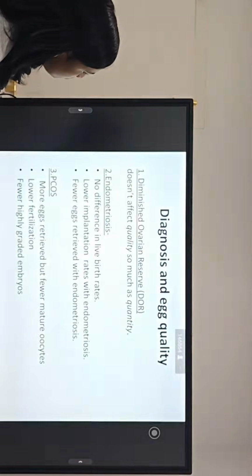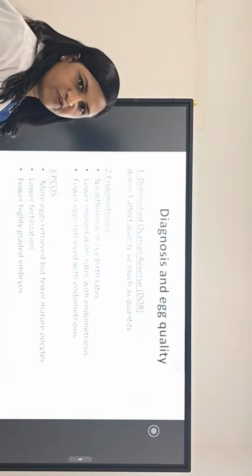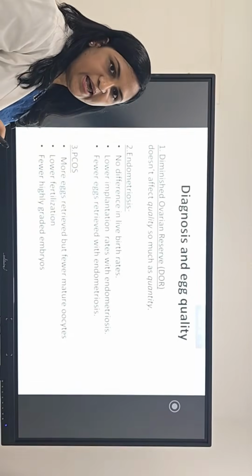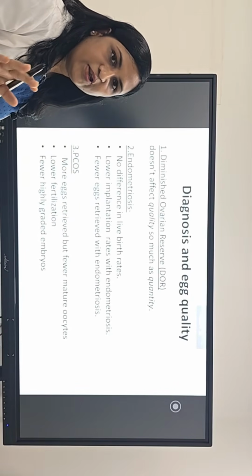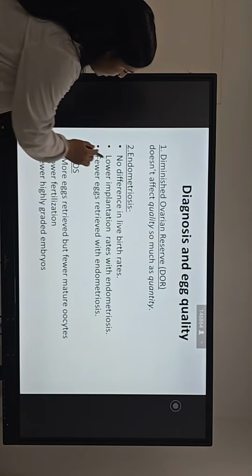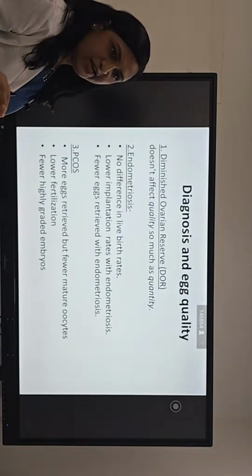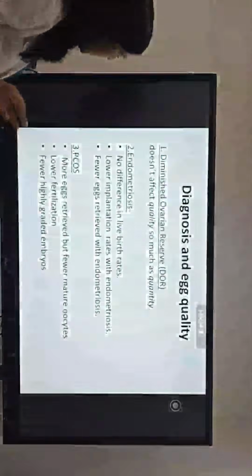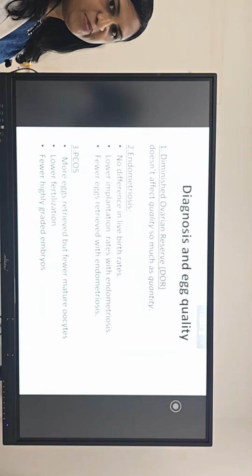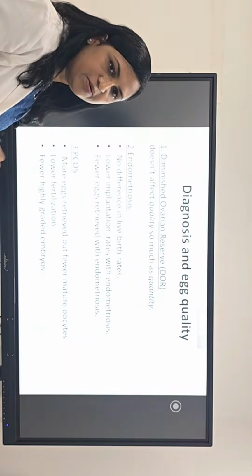Now, relation between egg quality and diminished ovarian reserve. If the ovarian reserve is less, then the quantity of the eggs retrieved will be less, but there will be no effect on the quality of the egg. Second is endometriosis. In endometriosis, there is no difference in the live birth rate, but there will be a lower implantation rate and fewer eggs will be retrieved. And in PCOS or polycystic ovarian disease, more eggs will be retrieved, but they will be immature, which will lead to lower fertilization and more miscarriage.